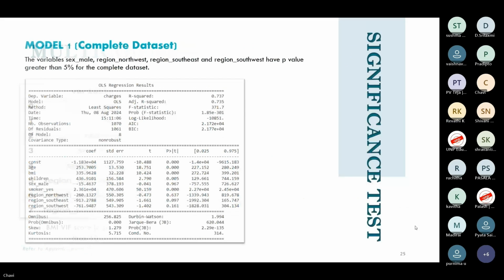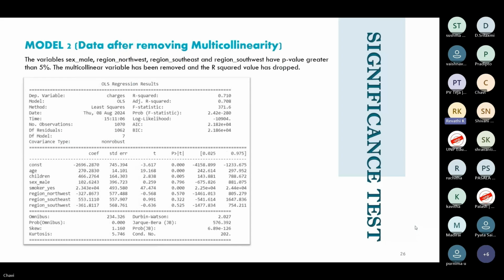Model 1. In model 1, we include the complete data set and we observe the p-values. We can observe that 4 variables have a p-value of more than 5%. Second model. In the second model, we remove the multicollinear variable and we observe the p-values. The p-values are less than 5% except 4.